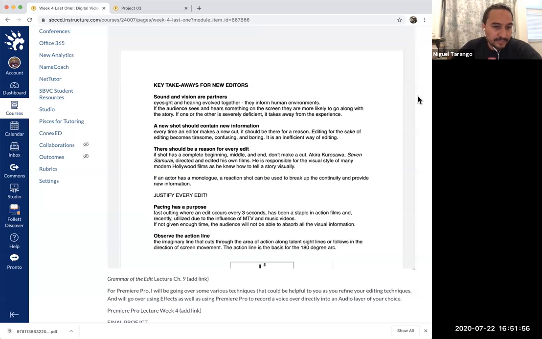There should be a reason. If a shot has a complete beginning, middle, and end, it doesn't necessarily need a cut. Perfect example is Akira Kurosawa, the director and writer of Seven Samurai. He's one of the few filmmakers out there that directs and edits his own films. But that's also one thing I think many people fail to mention, is that he is editing his own films.